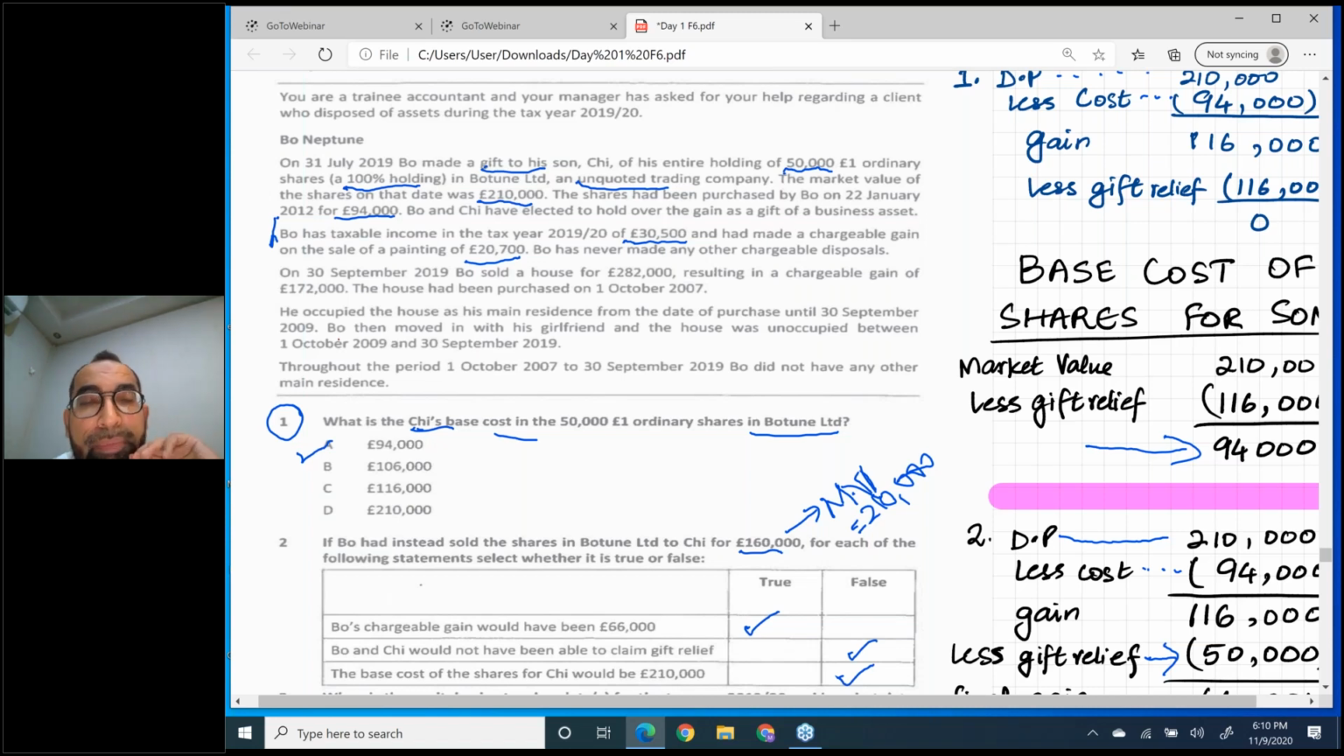First think over it. Now, Bo has never made any other chargeable disposals. Important line. In this whole fiscal year, Bo didn't make any chargeable disposal. That means Bo's annual exemption is spare. Bo's annual exemption of 12,000 is still there. Okay, right? Let's start the tax computation now.